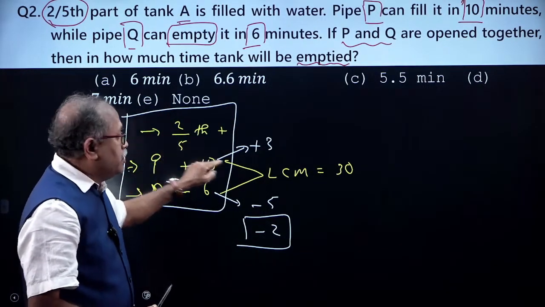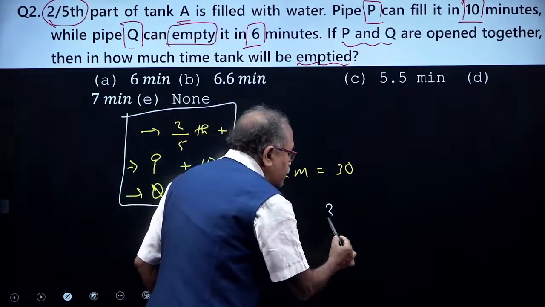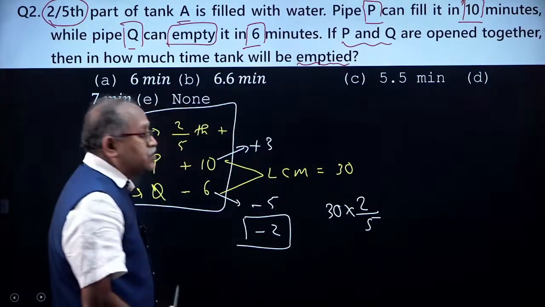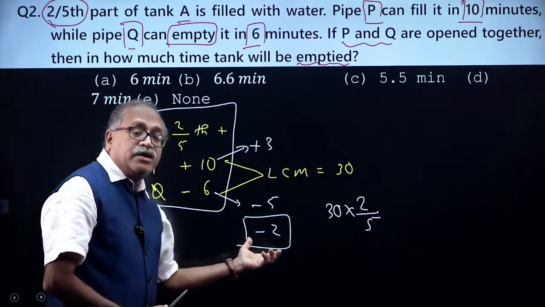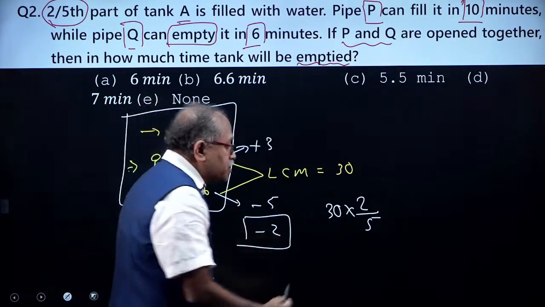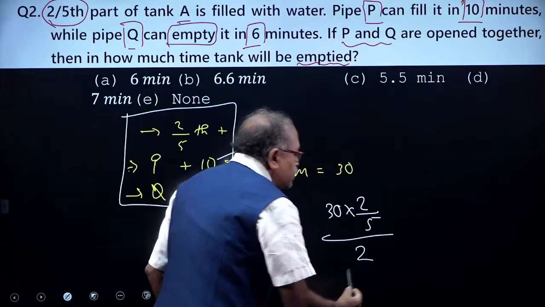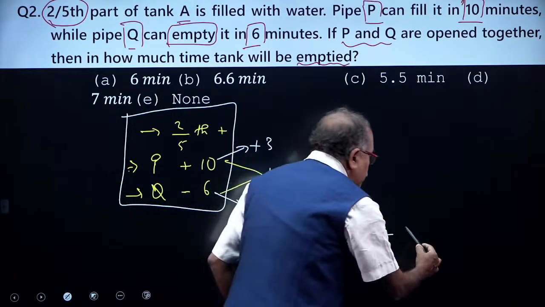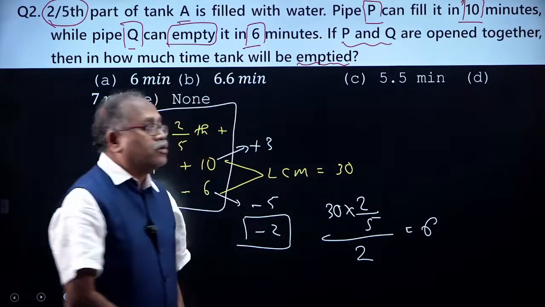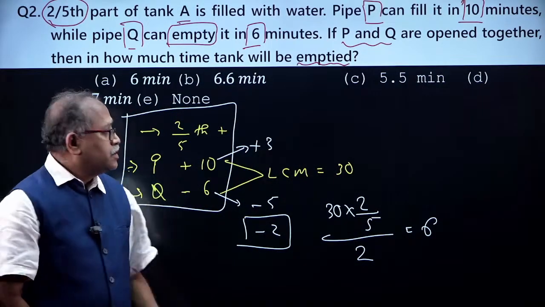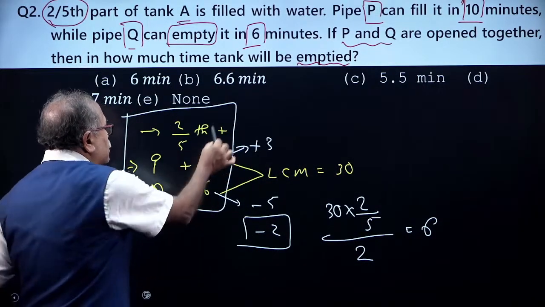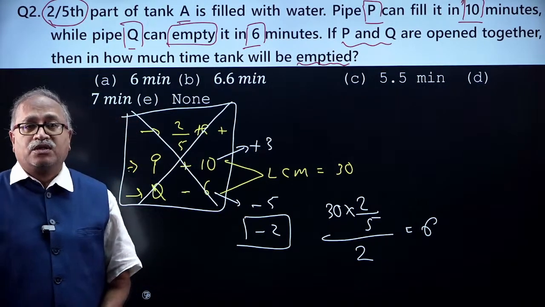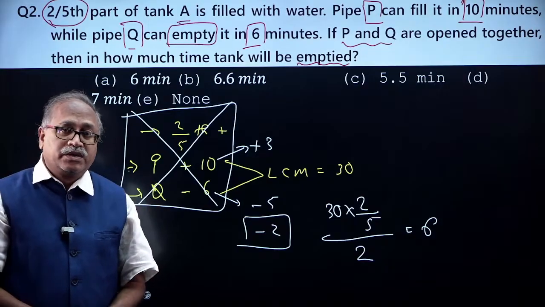It has to be emptied. So what is 2/5 of 30? So 30 into 2 by 5. This is filled, and every minute 2 parts are getting emptied. So let's divide this by 2. So you notice that 3 to 6, that comes 6 is your correct answer. Ignore the writing part. You are not supposed to write this one, which is already there in the board, in the question. Well done, sir.